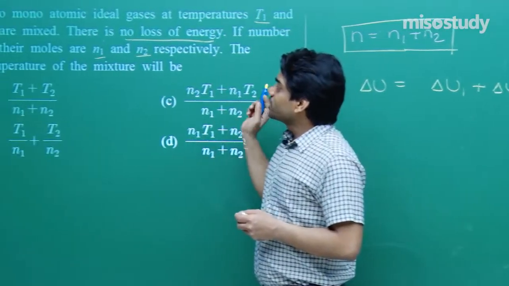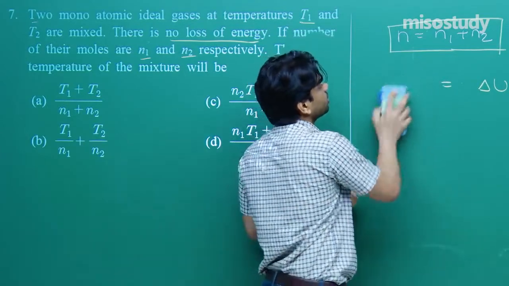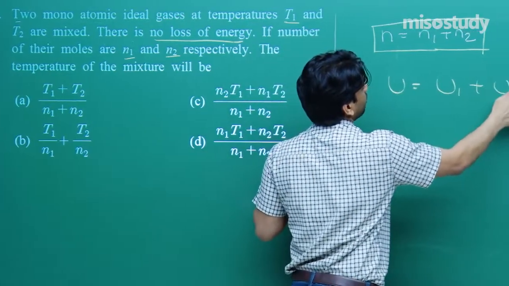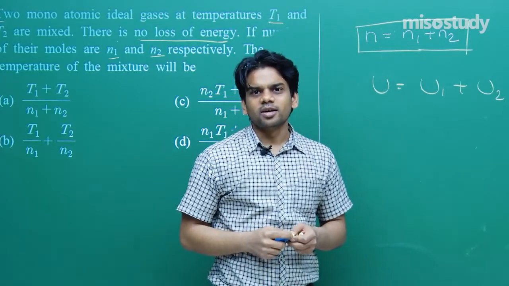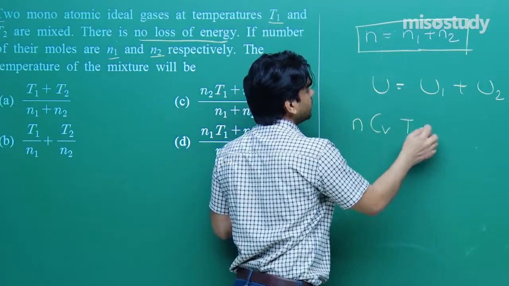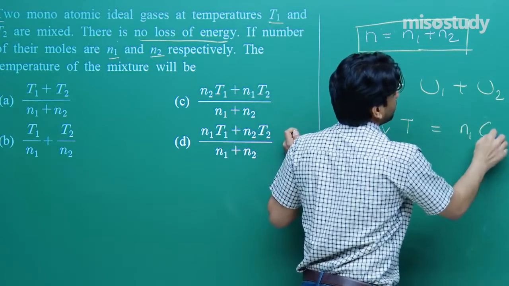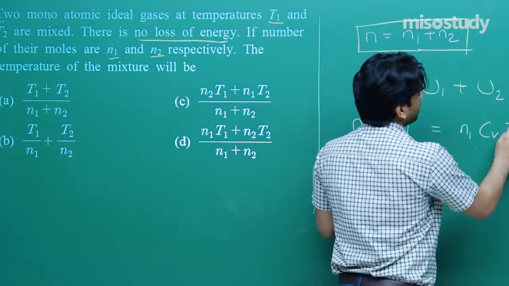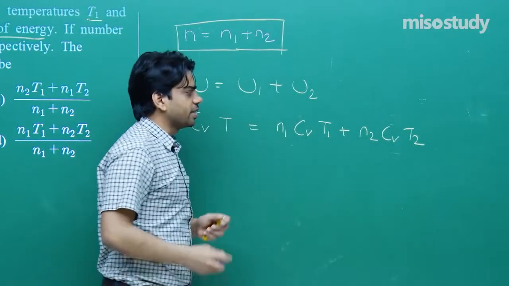Next, the temperature of the mixture we want to actually comment on, and before that, change in internal energy is not required. You can write down that the internal energy of the mixture is equal to the internal energy of each of the gases. We all know that internal energy can be written in terms of Cv. So n Cv T is equal to n1 Cv T1 plus n2 Cv T2, since it says two monatomic ideal gases, so Cv will be the same. We can comment in this way.